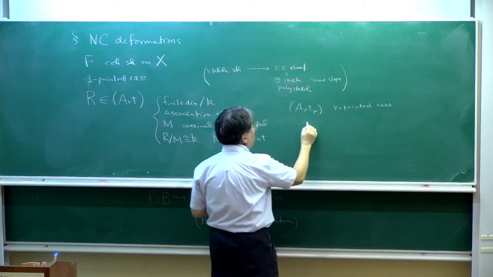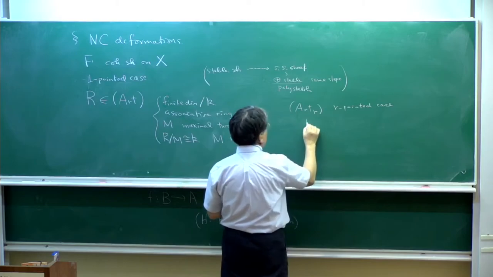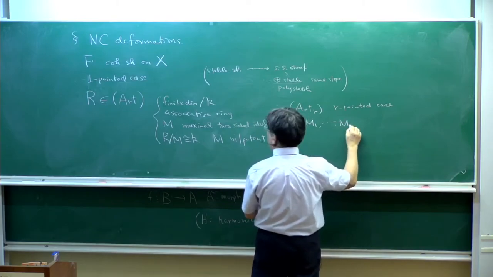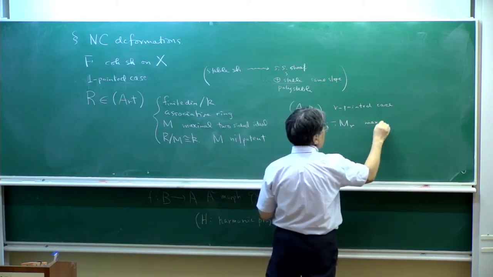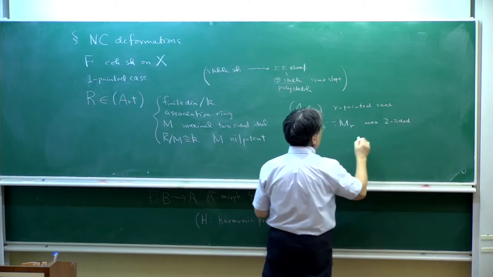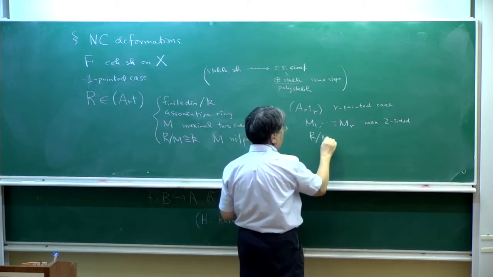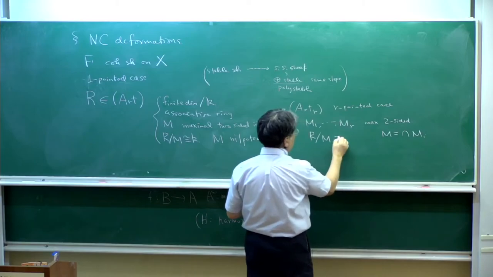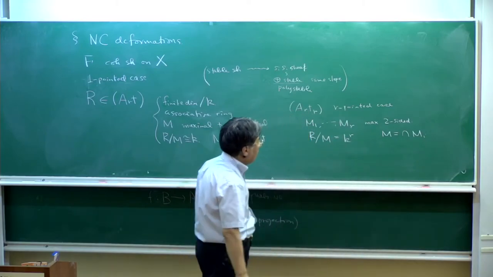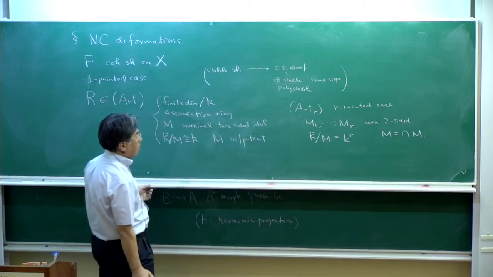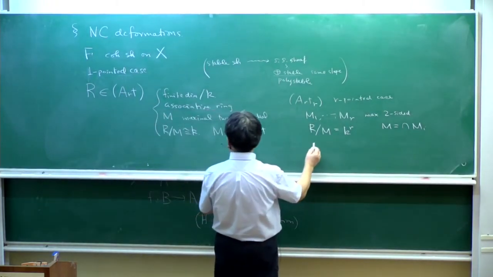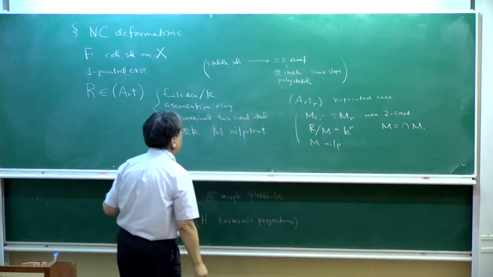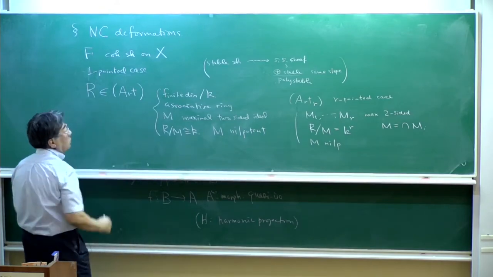In the multiple-pointed case, there are r maximal two-sided ideals M_i, such that R over M, where M is the intersection of the M_i, is k to the r. This is the direct product of the base field, and M is nilpotent. So this is the multiple-pointed case. But I consider only the one-pointed case.